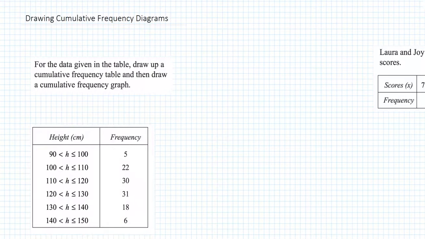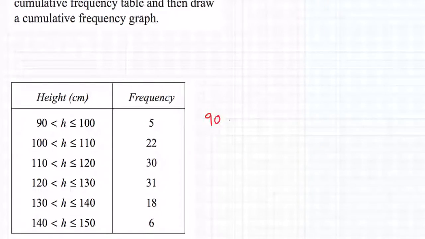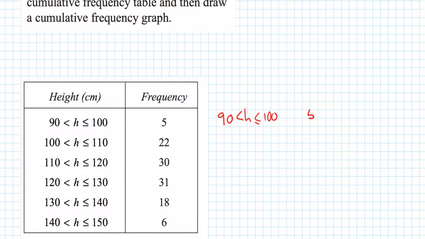Cumulative means adding up as we go along. So we're going to have to convert the frequency table into a cumulative frequency table. When I'm thinking about cumulative frequency, I mean to add up all the values as we continue through the data set. So the first one is actually going to stay exactly the same as it was before. The number of people that have a height between 90 and 100 is 5 still. So I'm just rewriting that.